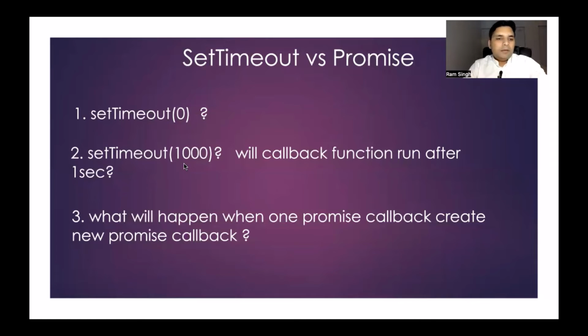Okay. Third question, I already answered this, but let me just read it out. What will happen when one promise callback creates a new promise callback? This is the situation I was explaining, where one promise is creating a new promise callback. In that case, your callback queue has to wait until your Microtask queue finishes, right? This situation is called starvation. Okay.